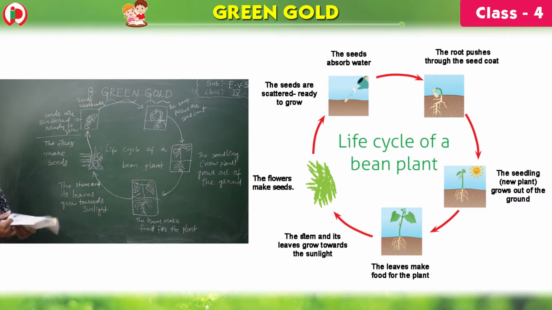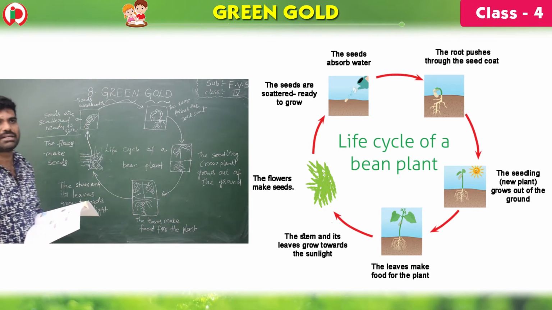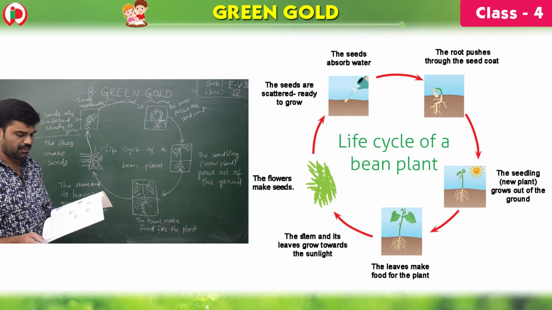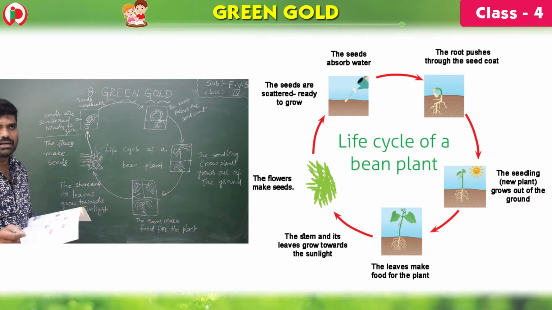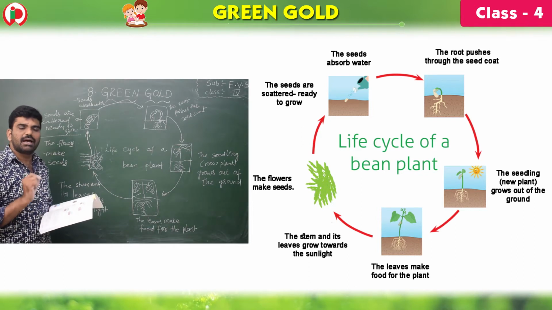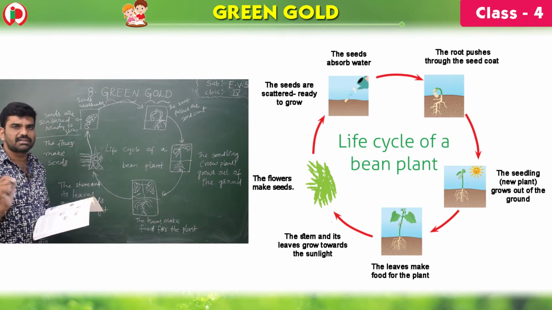Life cycle of bean plant. To live and survive, we need plants. Yes, we need plants to live and survive. Food is a basic need for everyone. Why? Because without food, we can't live, animals can't live, no organism can live.